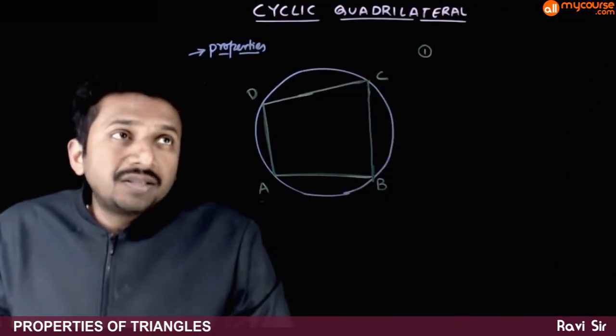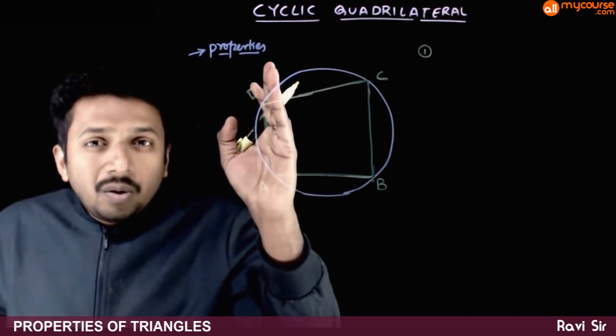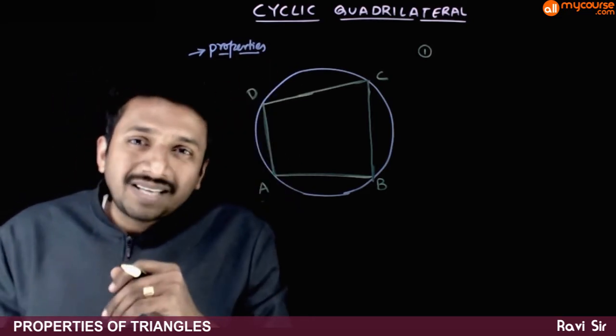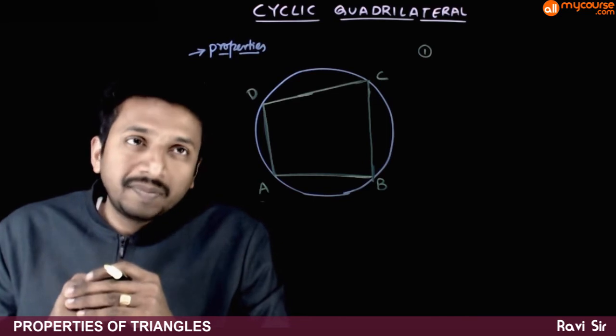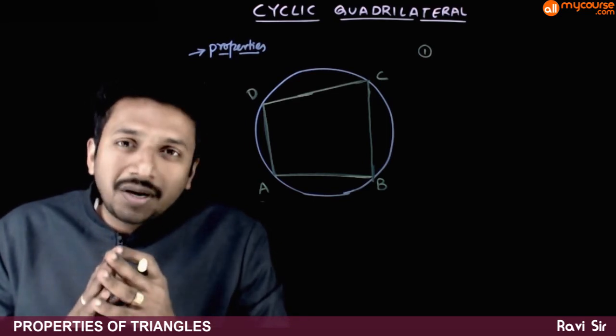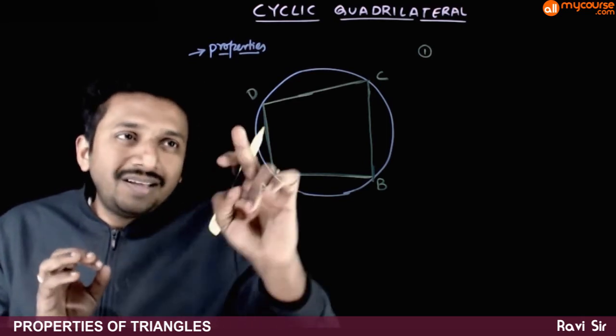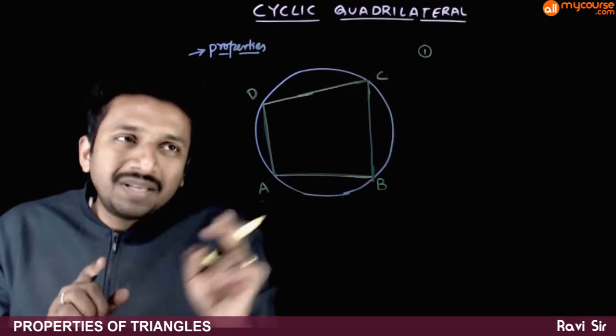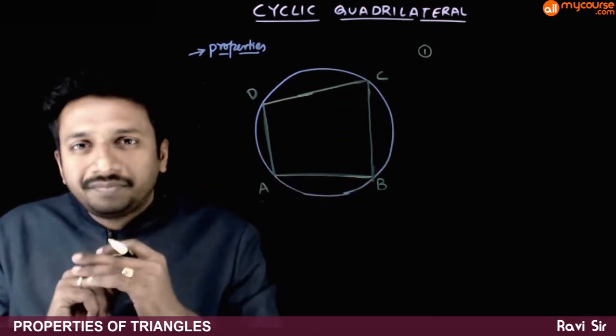In this topic, let us look at the properties of a cyclic quadrilateral. So first, what is a cyclic quadrilateral? A cyclic quadrilateral is a quadrilateral which can be circumscribed by a circle.